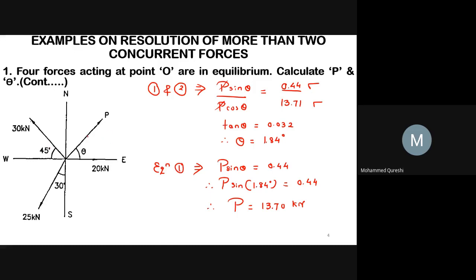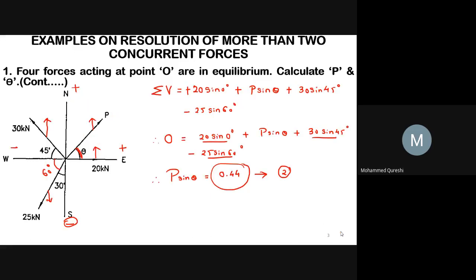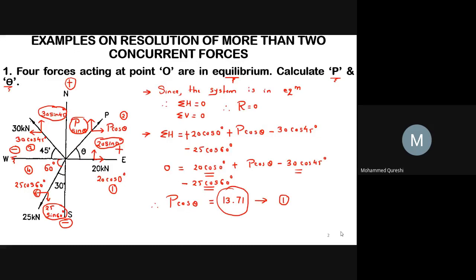Hence, our P will be in the first quadrant, since P sine theta is positive as well as P cos theta is positive. Therefore, P is in the first quadrant. So, this way you can solve the example.